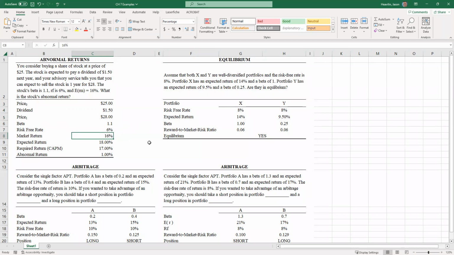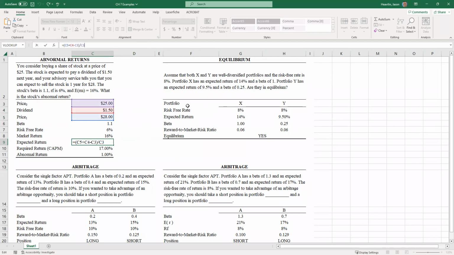So the first thing we want to do is calculate the expected total return of the stock. So what you do is you take the price that you expect it to be in the future, $28, that's C5, so that if you were to sell the stock, you will receive $28. Sometime throughout the year, you received $1.50 in dividends. And what you paid for was $25.